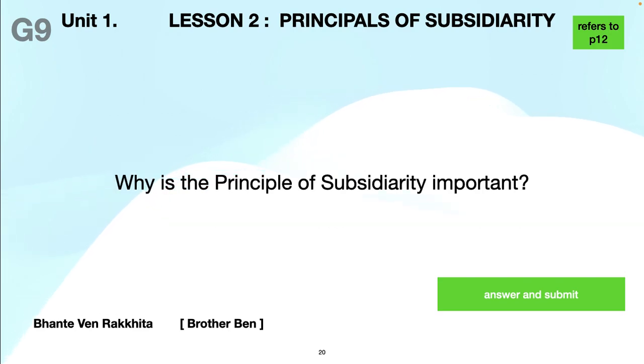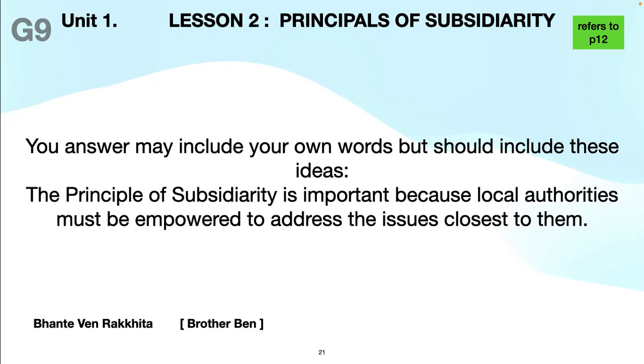Why is the principle of subsidiarity important? Please answer and submit. So a guideline. Your answer may include your own words, but should include these ideas. The principle of subsidiarity is important because local authorities must be empowered to address the issue closest to them.